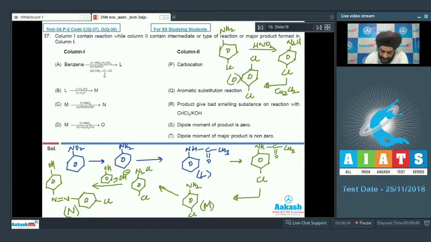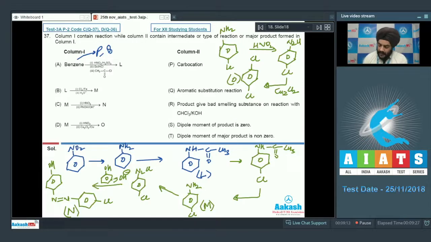Okay. So let us now look at the options. In the reaction given in option A, we have benzene converting into nitrobenzene. So this is an electrophilic aromatic substitution reaction in which there is a generation of carbocation. So A will be matched with P. The reaction is an aromatic substitution reaction, as we had seen that, so it will also be matched with Q. Product gives bad smelling substance. It is incorrect. It will be matched to an amine, a primary amine to be more precise. So this statement will not be matched with option A.